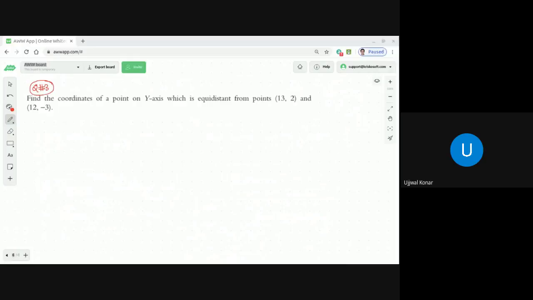Sir, I didn't understand the question. Okay. Thanks for asking this question, because it is good that you asked. It is telling us to find a coordinate on the y-axis.